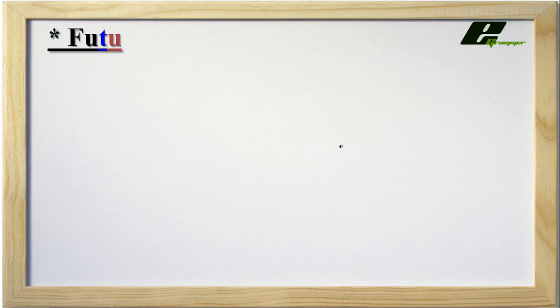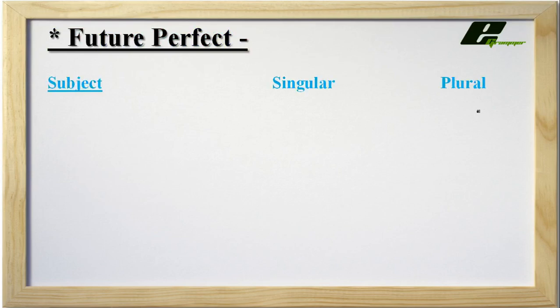Now, let us see some subject first. Subjects are of 8 types, which is divided into 2 parts, singular and plural. Now, what is first person? The person who speaks is known as first person. In singular it is I, and in plural it is we.